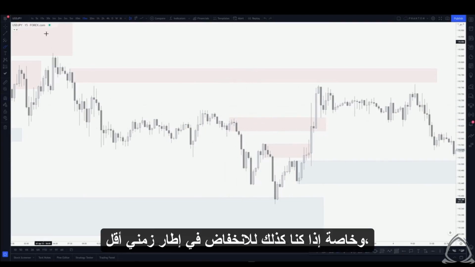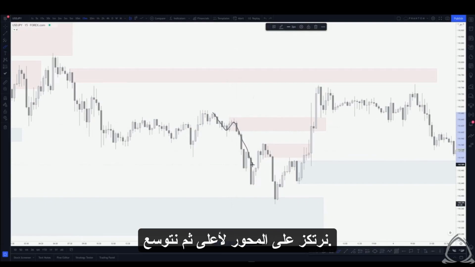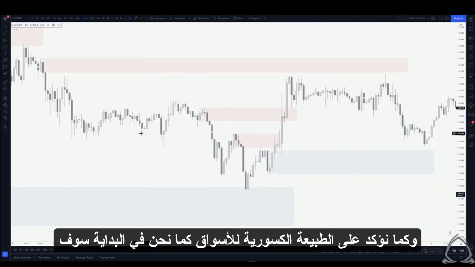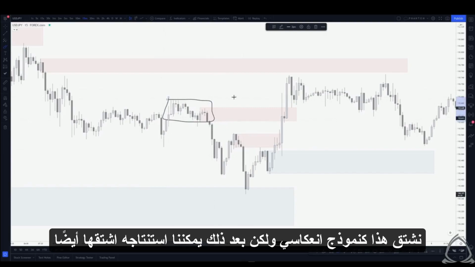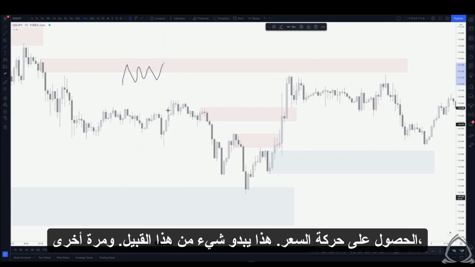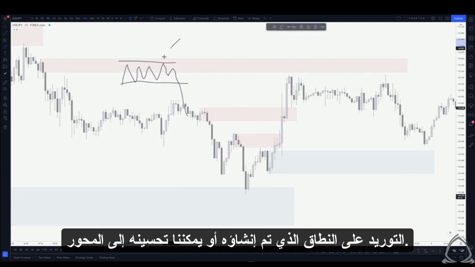Well, if we take it a little bit further, and especially if we were to drop onto a lower time frame, we can see that price moves to the downside. We pivot up and then we expand. So we can also view this as a continuation model. And what you'll see, and as we stress the fractal nature of the markets, is initially we would derive this as a reversal model, but then within it, we could also derive it as a continuation model, because especially as we're creating ranges, we can get price action that looks something like this. And again, what I said in the mapping video is we can draw our entire supply zone based off of the range that is created, or we can refine it to the pivot.